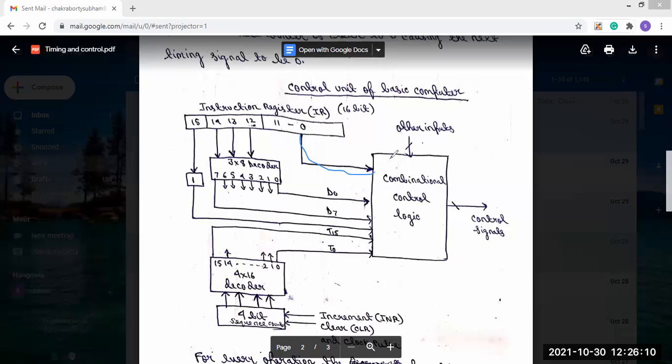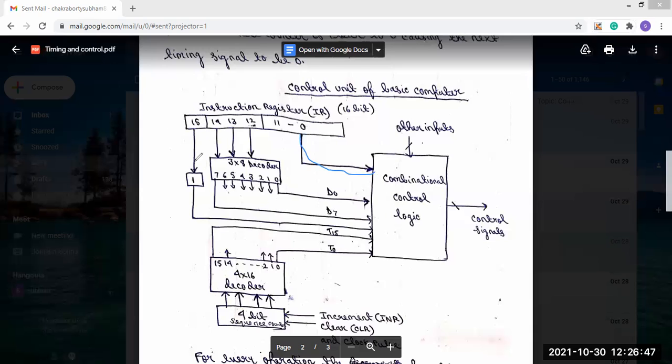Now, this 0 to 11 will directly go to the combinational control logic gate. But bits 12 to 14, these 3 bits, will go as input into the 3 into 8 decoder. The decoder gets these 3 inputs and 8 outputs are produced, because it is a 3 into 8 decoder. These 8 outputs, D0 to D7, go to the combinational control logic.